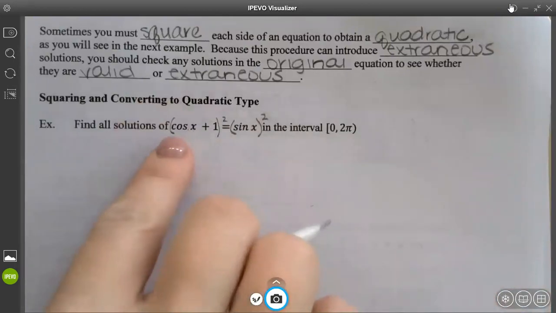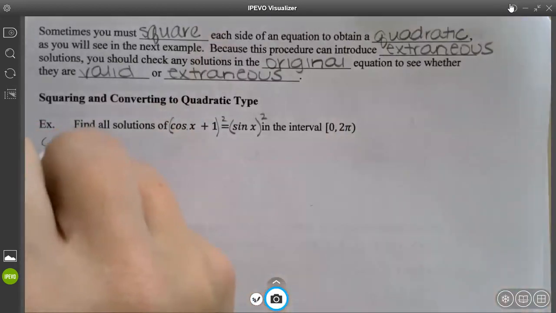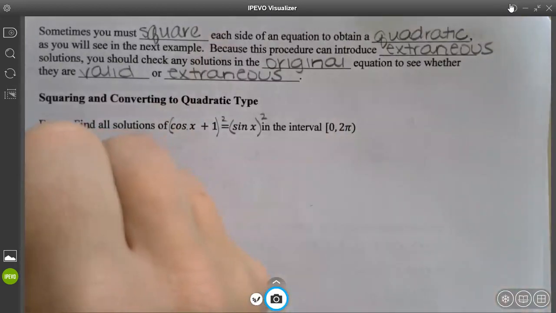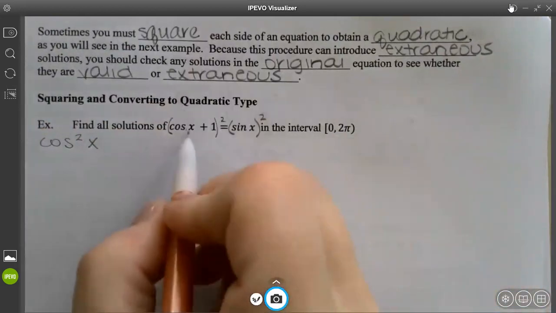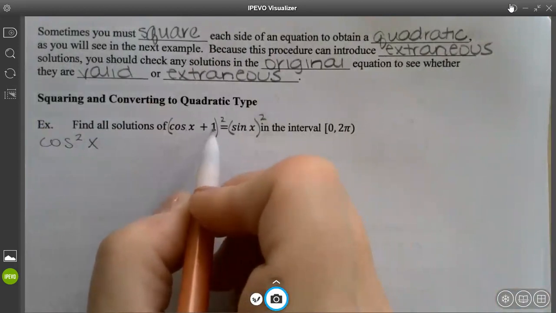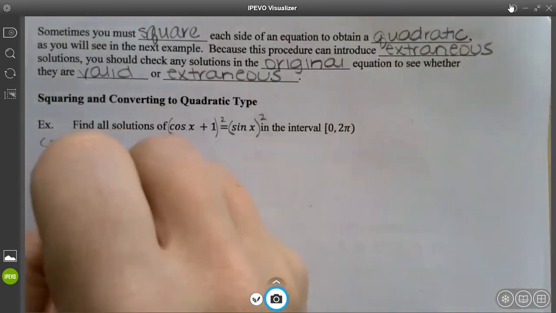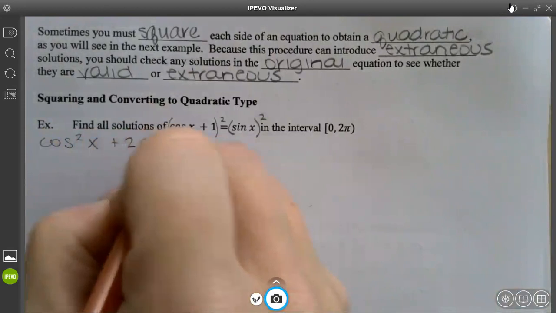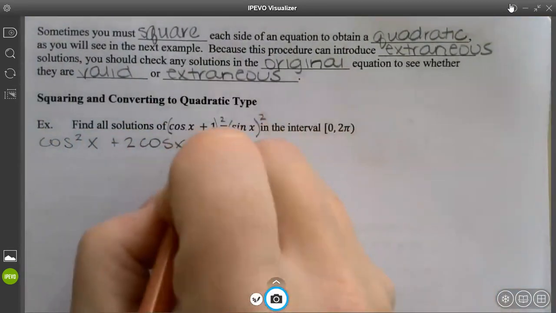All right. You square the first, cosine x times cosine x is cosine squared x. Then you multiply them together. So what's 1 times cosine x? And then multiply it by 2, because there will be 2 in the middle that are the same. So 2 cosine x. And then you square the last, 1 times 1 is 1.